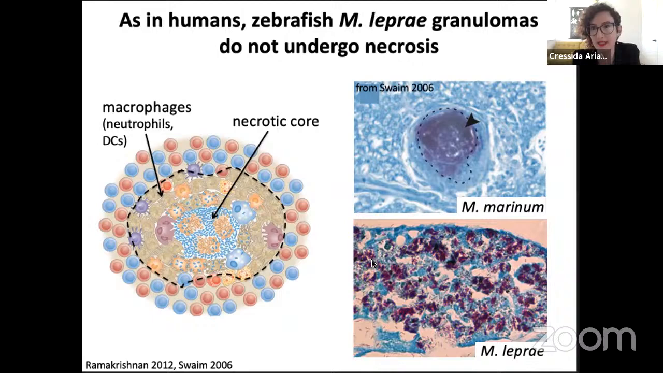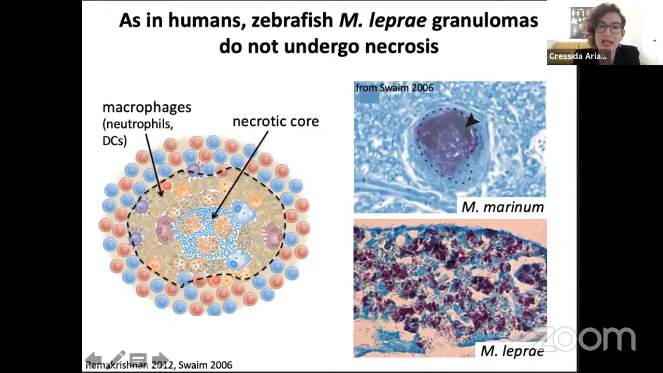And it also doesn't happen in fish that are infected with M. leprae. So here's a granuloma in a fish infected with M. leprae down here. You can see that although the macrophages are heavily infected, there's no necrosis occurring here. Whereas if you infect a fish with Mycobacterium marinum, which is this TB-like pathogen in fish, you do get a necrotic core. So you can see this very dense purple color and it's surrounded by these macrophages that have undergone an epithelial transformation to make this sort of very nice fibrotic cuff around the granuloma.